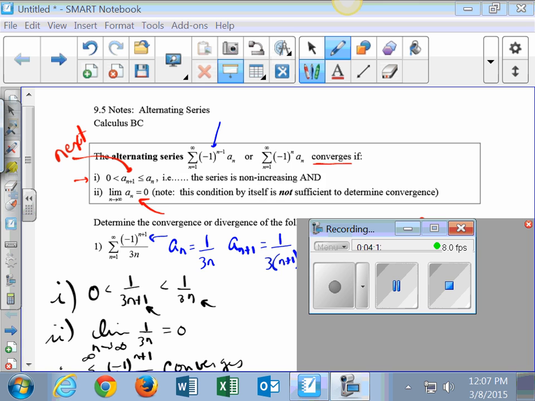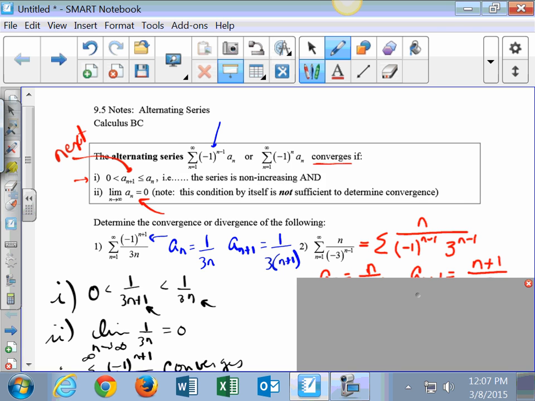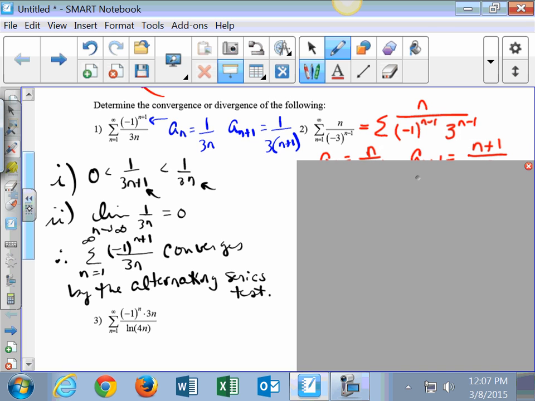Okay, so hopefully you've had time to work on number 2. So here's what I did. First of all, when I have (-3) raised to the n minus 1 power, I like isolating that alternating term. So I'll rewrite that as (-1) to the n minus 1 in the numerator over 3 to the n minus 1. Then a sub n is n over 3 raised to the n minus 1 power.